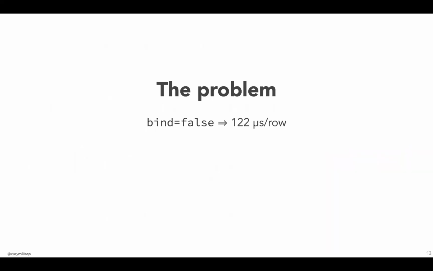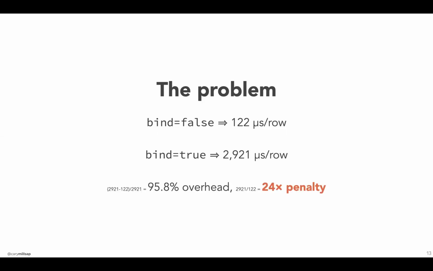So the problem is with bind equal false, we were getting 122 milliseconds per row of time consumption. But when we turned bind equal true for the trace, it was nearly 3,000 microseconds per row. If you do the arithmetic, that's a 95.8% overhead or a 24 times penalty for having bind equal true tracing turned on. Now, if you're tracing for the first time and you use bind equal true, then people are going to say, I am never going to do that again. That worsened my performance by a factor of 24. And people would have a right to think that.